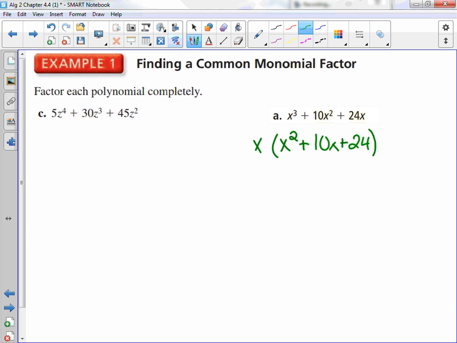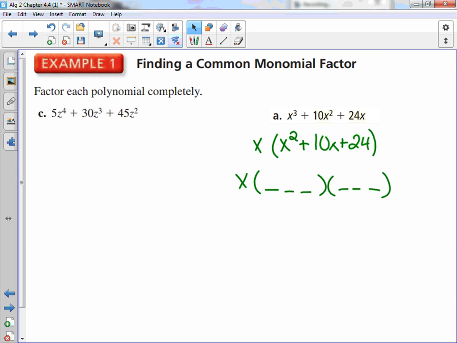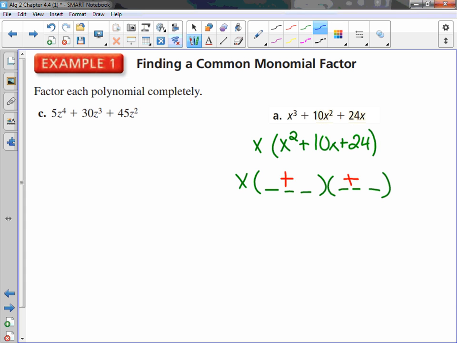Any questions on any of this here so far? Okay, now we need to see, will this factor? And this will. We're going to try to factor x squared plus 10x plus 24. Now, since 24 is positive, the signs are the same, and they match the sign of the middle term. So it'd be positive and positive.